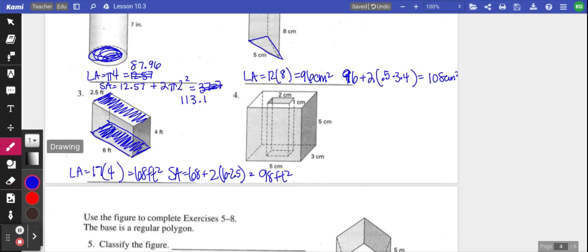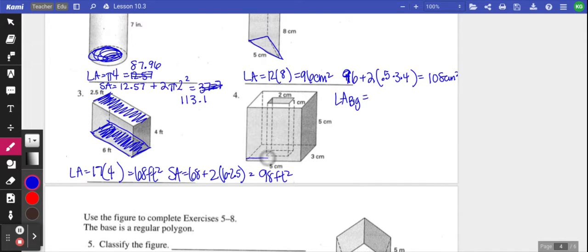So we're actually going to have to find the lateral area of the big box and the lateral area of the inside box, and then we're going to have to add them together because we'd have to paint all around the sides on the outside and all around the sides on the inside. So we'll do the lateral area of the big one.